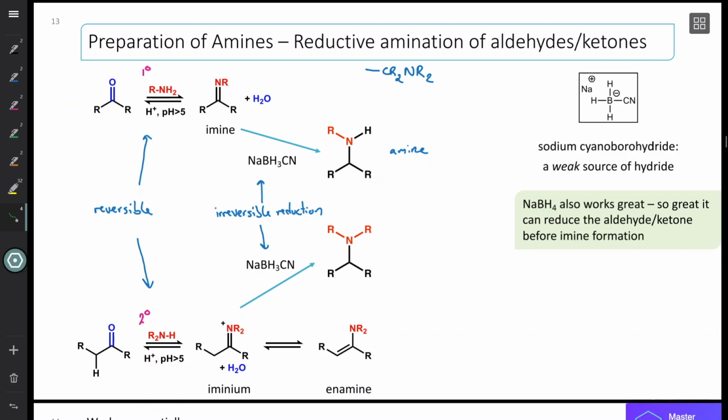Sodium borohydride is a great reducing agent. It would certainly reduce an imine to an amine if you already had this made. But it's so good, right, that it will also reduce the aldehyde and ketone. So you can't have it in the same pot, basically, which is a downside if you're trying to go from these reagents straight to the amine. Then you want to be able to use this milder reducing agent so that you can put everything in the same pot, right?